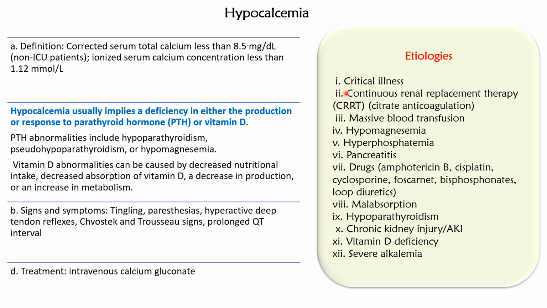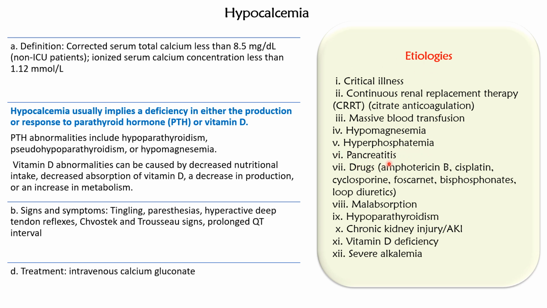That is a critical illness, then continuous renal replacement therapy, massive blood transfusion, hypomagnesemia, hyperphosphatemia. There is a relationship between calcium and phosphorus, and the relationship is inverse. If there is an increase in calcium, there will be a decrease in phosphorus. So for hypocalcemia, the etiology is hyperphosphatemia.